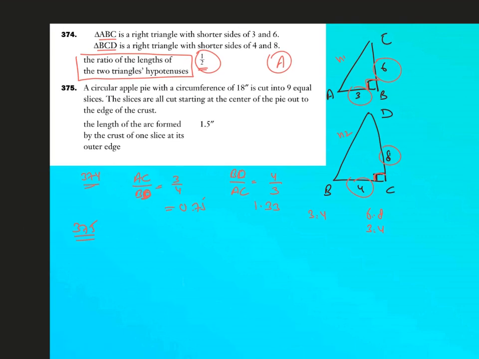Now question 375 says there's a pie with a circumference of 18 inches. It's cut into 9 equal slices. So 9 equal slices basically means it is divided into 9 parts equally.